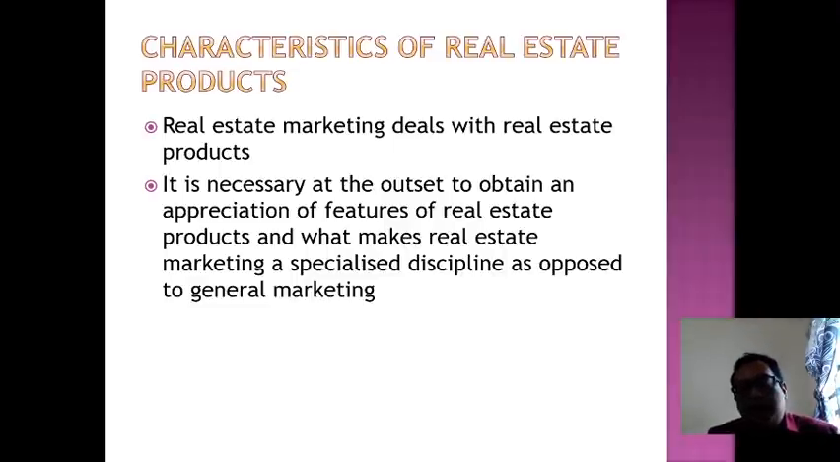Even though we are not the one who develops or builds these real estate products like houses, offices or factories, in this subject we are the one entrusted to market and at some point sell these products to the general market. It is necessary at the outset to obtain an appreciation of features of real estate products and what makes real estate marketing a specialized discipline as opposed to general marketing.